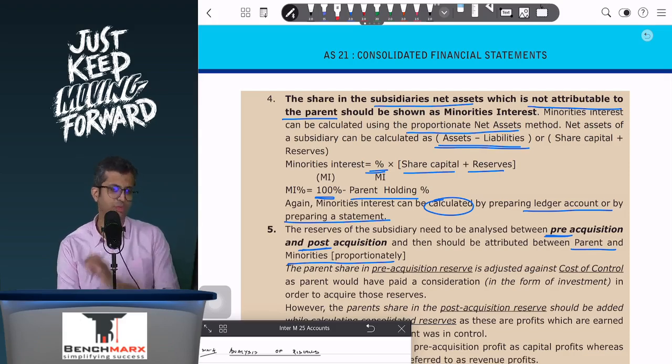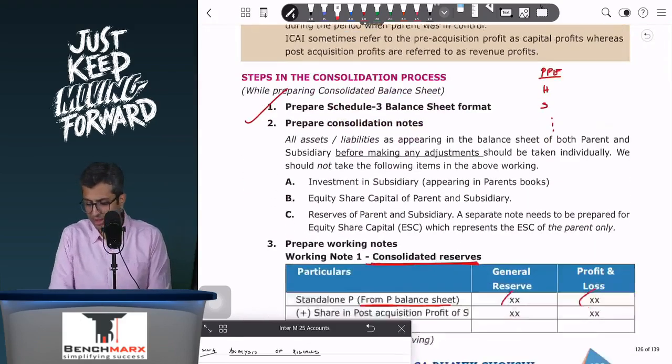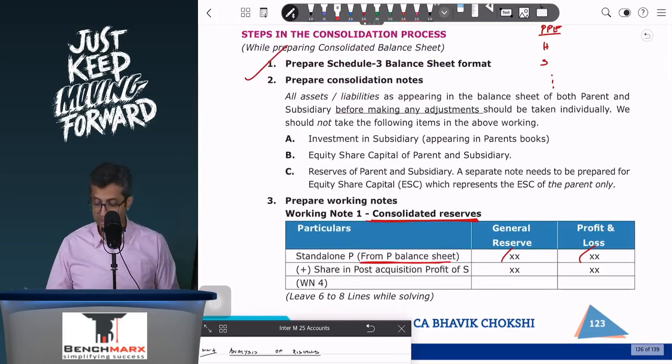Okay, so from now on, we will not be afraid of consolidation. We'll actually treat it as one of the more scoring areas.